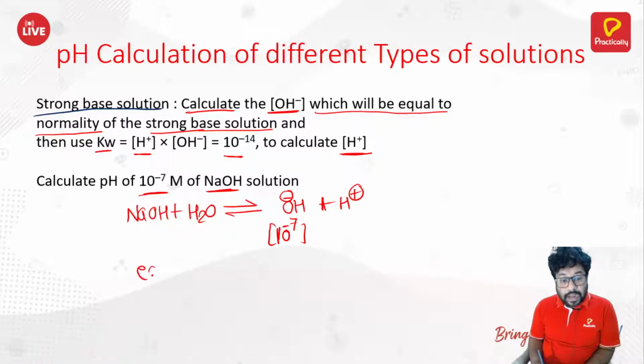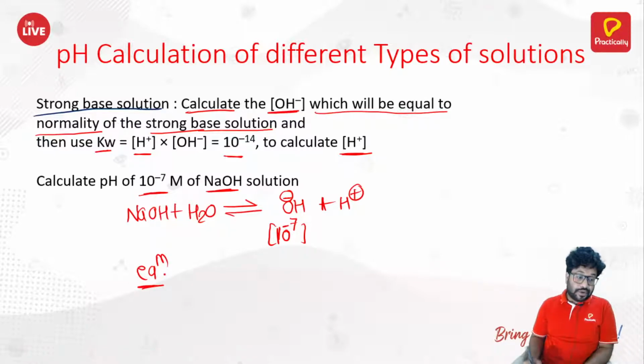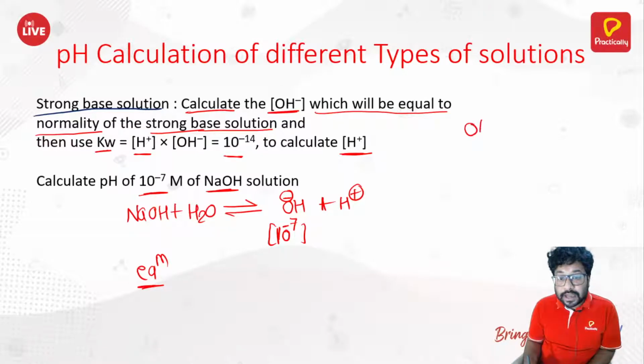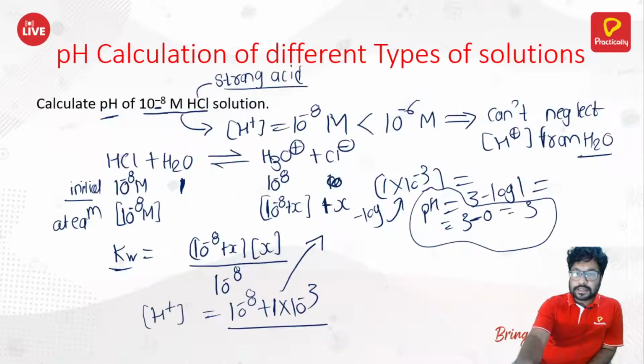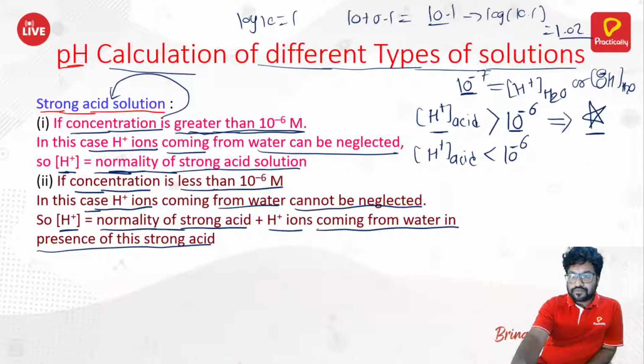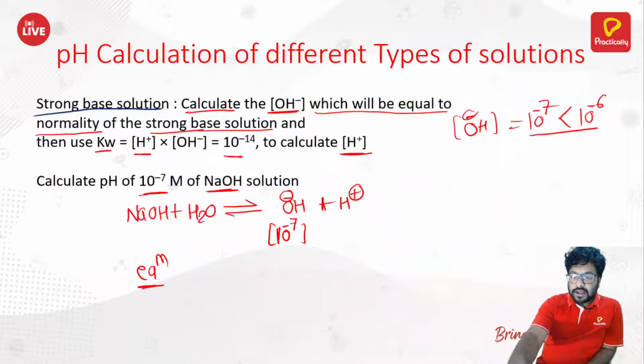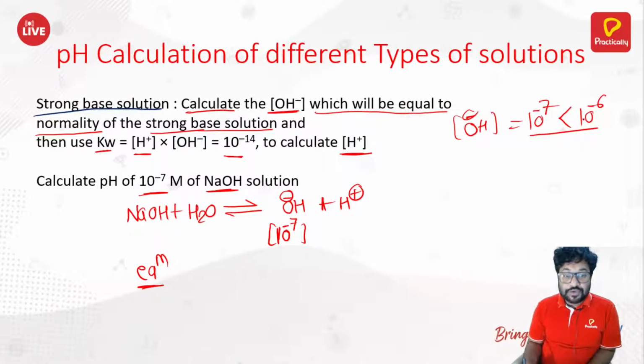But at equilibrium, what will happen? One more thing you need to focus on here is that the OH minus ion concentration is equal to 10 raised to minus 7. So, is it smaller than 10 raised to minus 6? Yes, it is smaller than 10 raised to minus 6. Remember the very first slide I told you? That means you need to consider the OH minus ion which came from water also. So at equilibrium, it will be 10 raised to minus 7 plus x, and this H plus ion will also be equal to x.